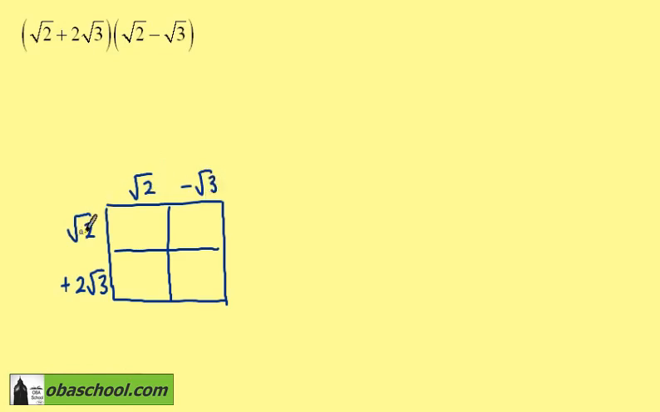Root 2 times root 2 is 2. Root 2 times minus root 3: we know a positive times a negative is a negative, so minus root 2 times root 3, which is minus root 6.